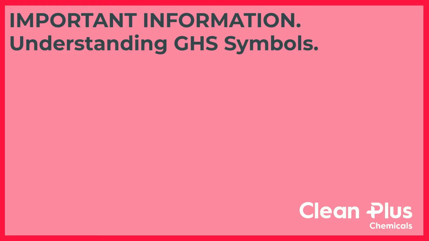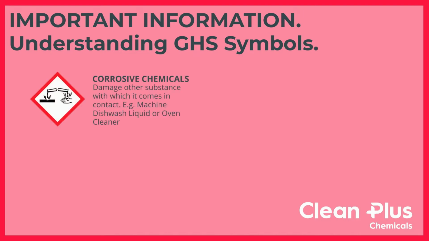Understanding GHS symbols. GHS stands for Globally Harmonized System, which is a global method of classifying chemicals. Look out for the following symbols and understand what they mean. Corrosive chemicals are those that may damage another substance with which they come in contact. For example, machine dishwash liquid or oven cleaner.